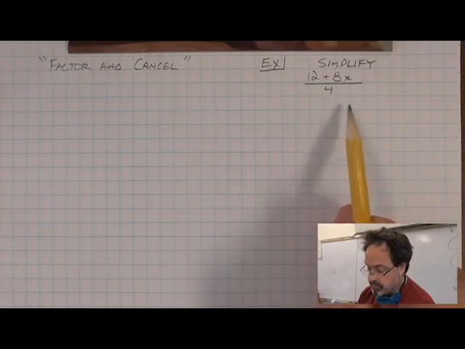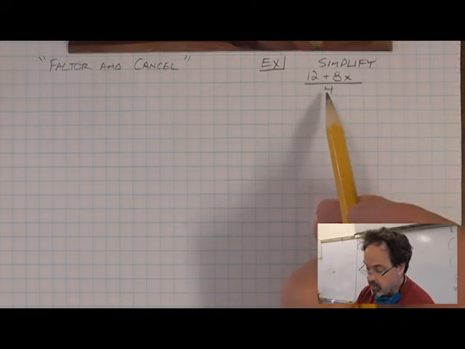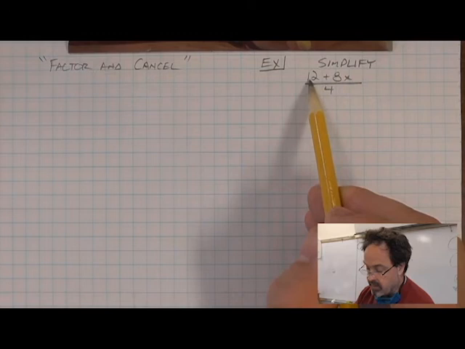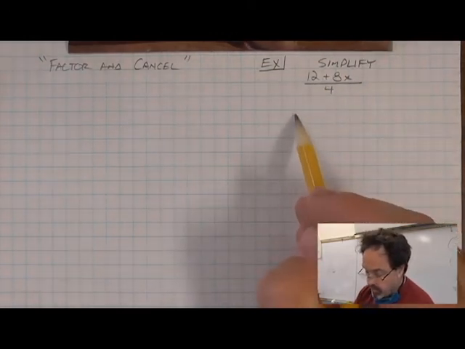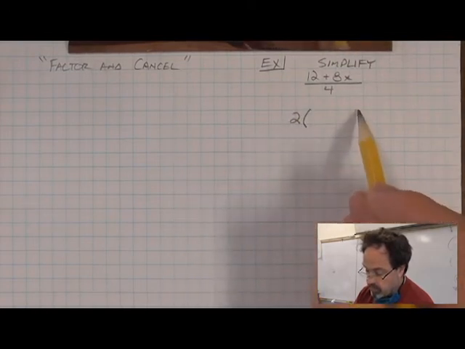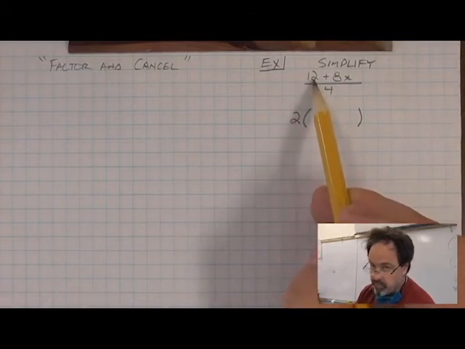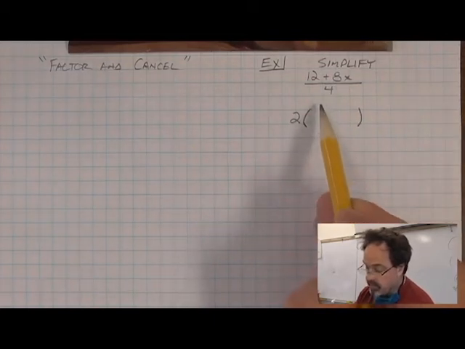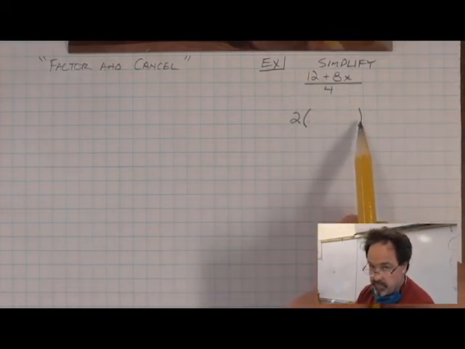So how could I go about this? One choice is factor and cancel. What do I mean by that? Well, I'm going to think of a number that divides 12 and 8x and factor that out. When we factor something out, in this case a 2, because 12 is divisible by 2 and 8x is divisible by 2, then I write what I'm going to factor out outside, and what remains of my two terms is going to be inside parentheses.